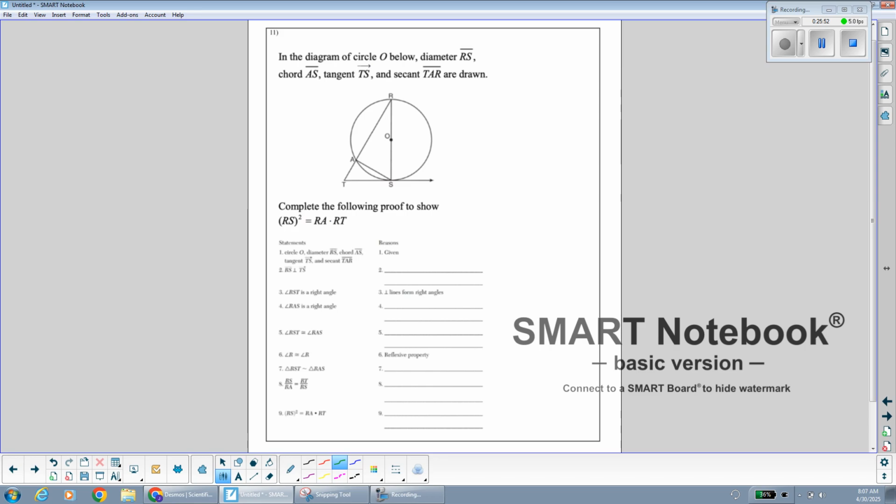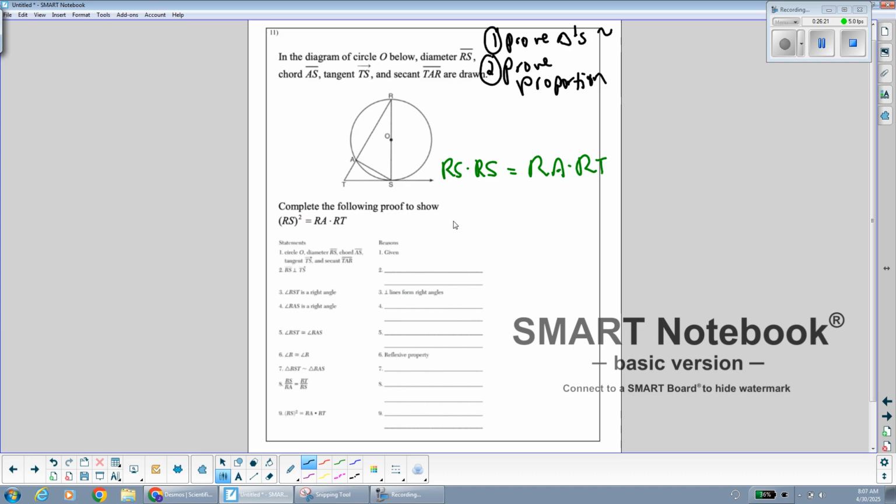So let's look at our proof statement. It looks a little complicated, but what we're actually proving, because RS squared is RS times RS, is a product. And we know that we have 3 steps for proving a product. Number 1, we're going to prove triangles similar. Number 2, we're going to prove a proportion to be true using the corresponding sides that are in the proof statement that we need to get to. And then finally, we can prove the product because you cross multiply a proportion to get the product. So those are our 3 steps.